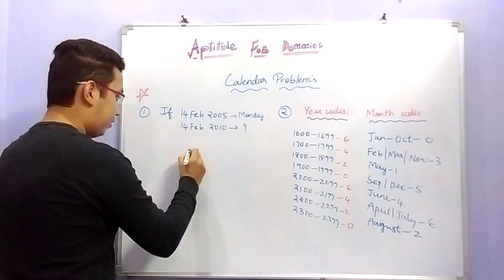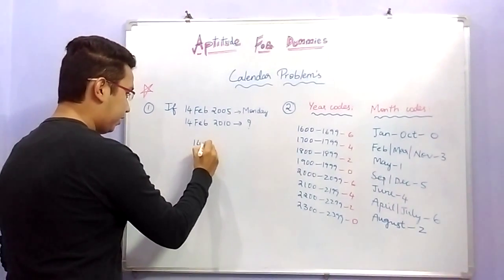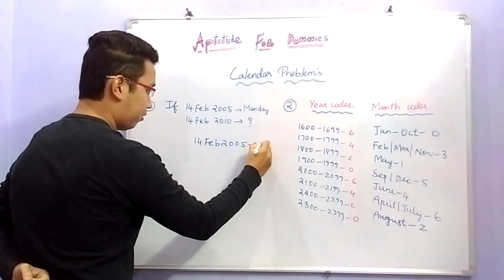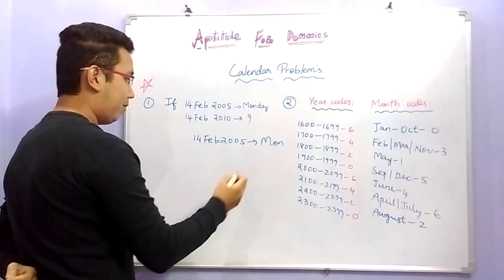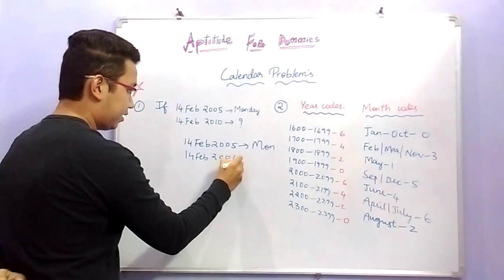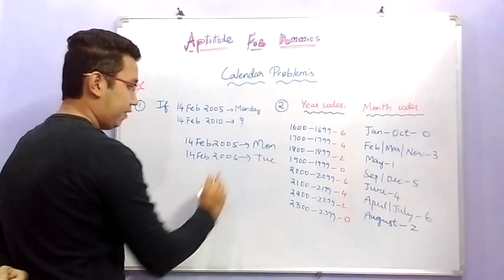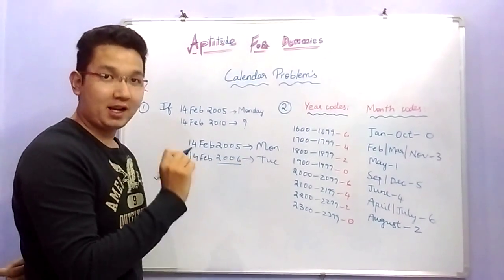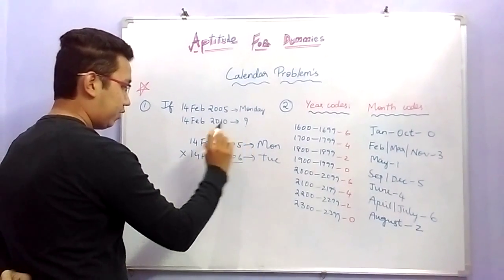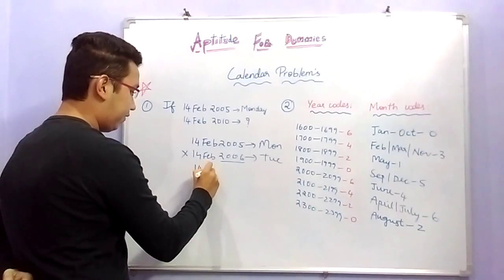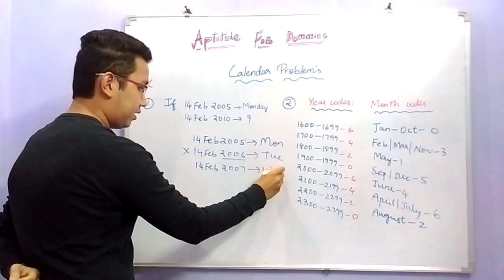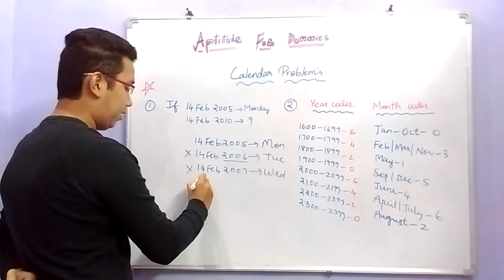So how we can solve this problem is, 14th February 2005 was on Monday. So normally 14th February 2006 will be Tuesday if 2006 is not a leap year. Since we know 2006 is not a leap year, it will be on Tuesday. Now 14th February 2007 will be on Wednesday because it is also not a leap year.